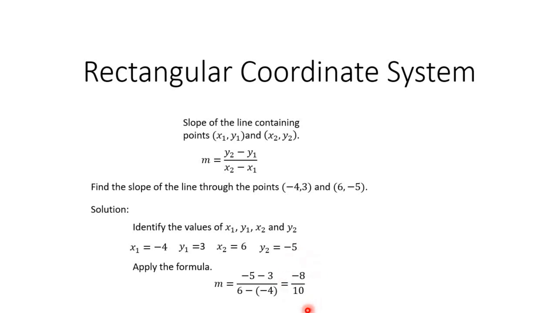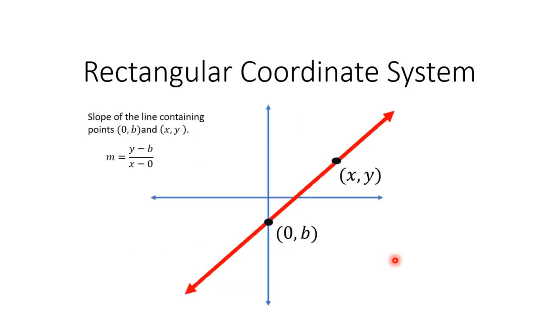But you do have to reduce your fraction here. They both have a common factor of 2, so if I divide the top and bottom both by 2, I'll get -4 over 5 here. So the slope of the line connecting (-4, 3) and (6, -5) is -4/5. All right.